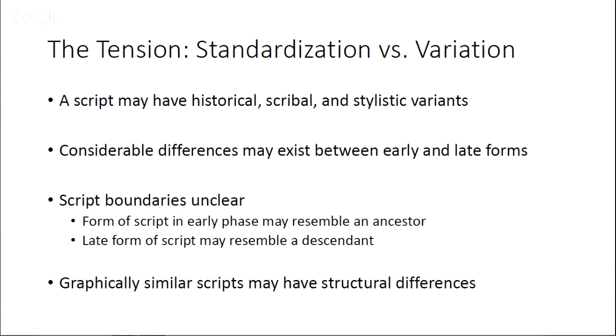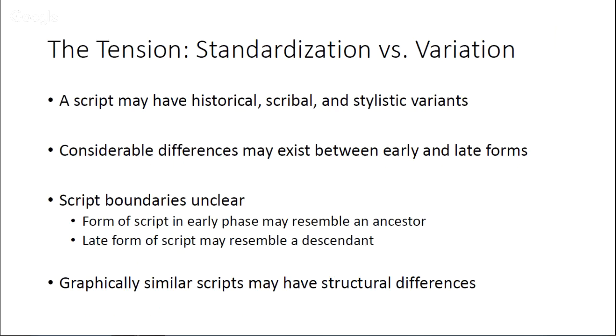But the tension has these attributes, that the script itself may have historical, scribal, and stylistic variants. So at some point in the past, a particular style may have been conceived of as an independent script. Let's take Fraktur, for example, German black letter, which is unified with the basic Latin alphabet. Or maybe Irish uncial hands at some point were considered to be particular distinctive monastic styles and not maybe disconnected from the notion of a Latin alphabet in the sense of being an Irish hand.